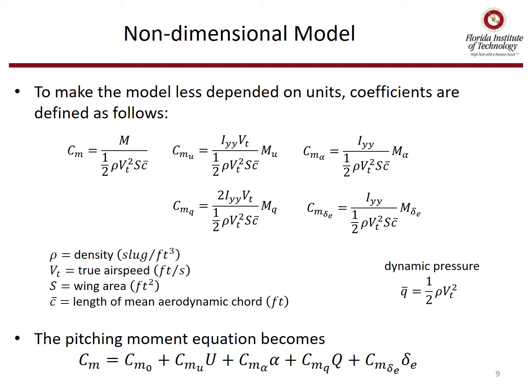So one other thing you'll see sometimes is instead of writing 1/2 rho V true squared, they'll just use dynamic pressure. Q bar is the same thing as 1/2 rho V true squared. So sometimes you'll see the coefficients listed with Q bar instead of 1/2 rho V squared. But when you do this, the equation on the previous slide then has a coefficient form at the bottom of the page. So the moment coefficient is C m 0 plus C m u times u plus C m alpha times alpha, etc. It's the same type of equation, it's just now we have non-dimensional coefficients.